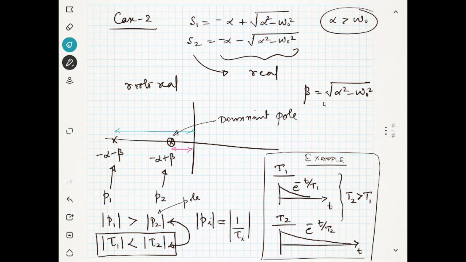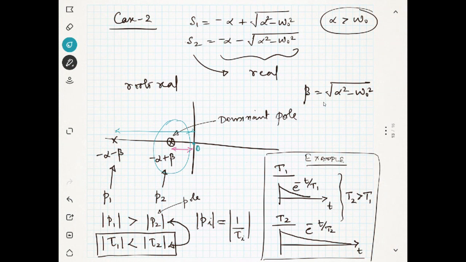Since so, which time constant will be dominating, T2 or T1? T2, sir. That's why we will call this guy the dominating pole. So what is the meaning of dominating pole? The dominating pole is the pole which is close to 0.